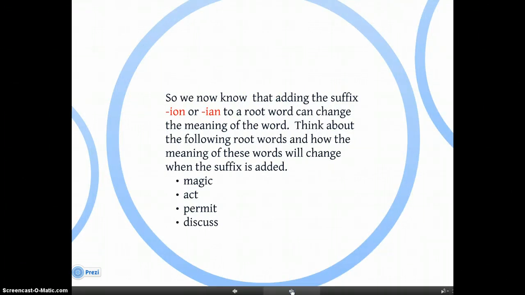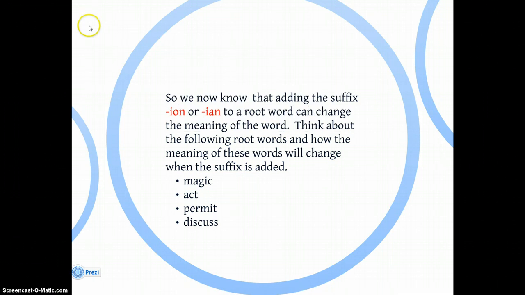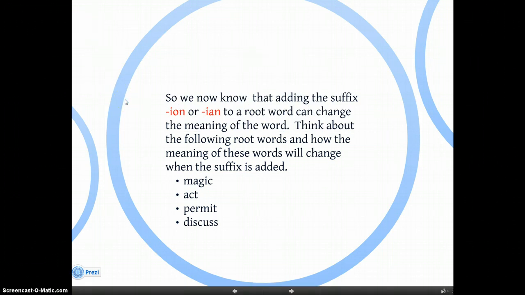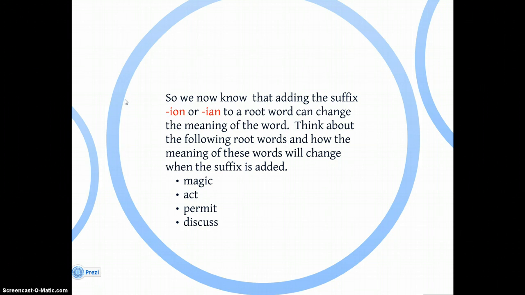So now we know that adding the suffix ion or ian to a root word can change the meaning of the word. For example, the word locate was used as a verb. For example, the boy was able to locate the dog. Then we added ion to locate to make the word location. Location then became a noun. They were able to determine his location by the clues.